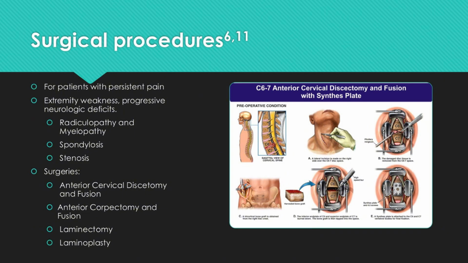We also included some different surgical procedures based on all the different pathologies that fall under cervical disc pathology. People that would usually need surgery would be those that have a lot of persistent pain within their neck. They could have extreme weakness as well as a lot of different neurological deficits, that being radiculopathy, myelopathy, spondylosis, and stenosis. And we listed a few surgeries that we found within Dutton.